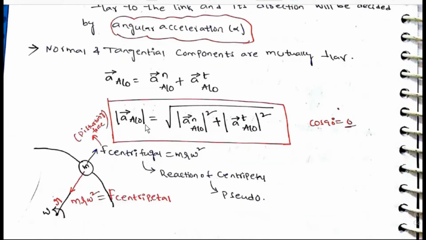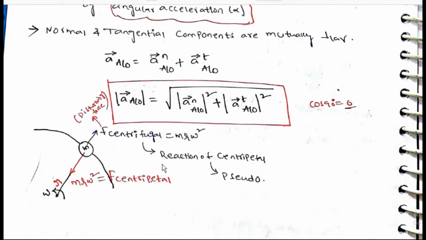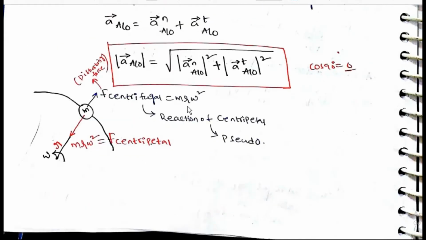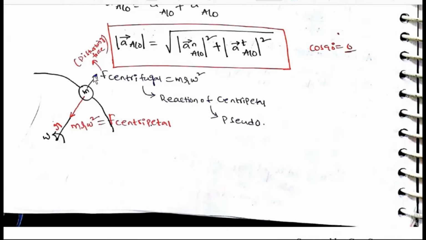The magnitude of A bar A by O is equal to root of A n A by O square plus A t bar A by O square. F centrifugal is equal to m r omega square, the reaction of the centripetal pseudo force, the disturbing force.